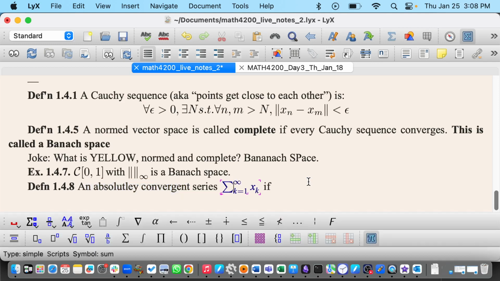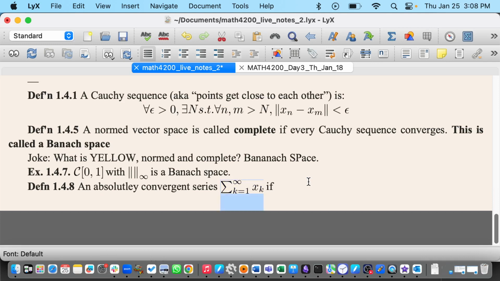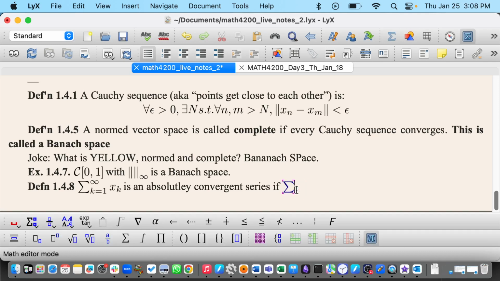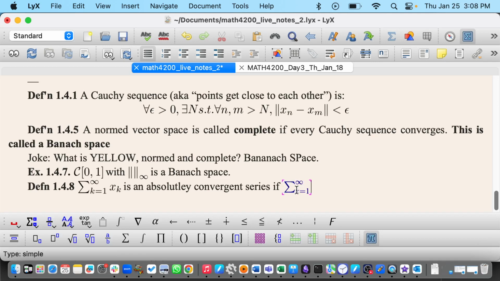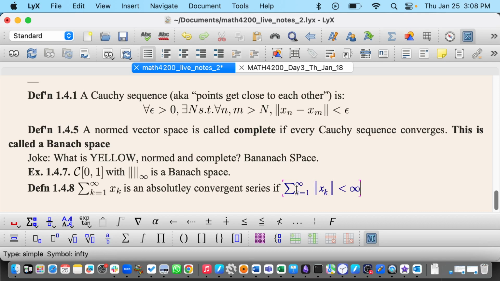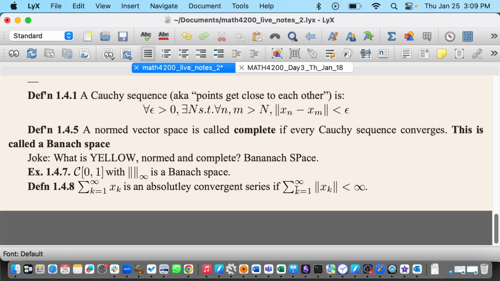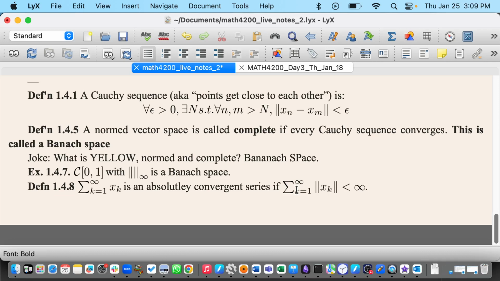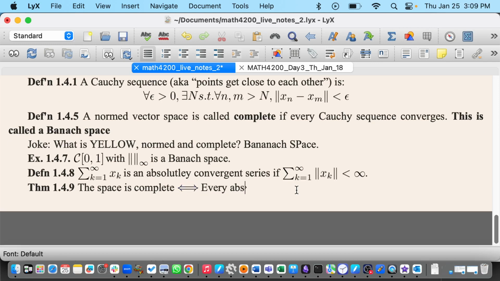An absolutely convergent series, this thing, is an absolutely convergent series if what? Well, for an absolutely convergent series in R of real numbers, you took the absolute value of each term and you added them together. In this one, we're going to take the norm. So we're going to do the sum, going from k equals 1 to infinity, of the norm of x_k is less than infinity. So if you add up the norms, and that's some finite number, then we say it's an absolutely convergent series. And here is a fact, which is called theorem 1.4.9: the space is complete, every Cauchy sequence converges, if and only if every absolutely convergent series converges.